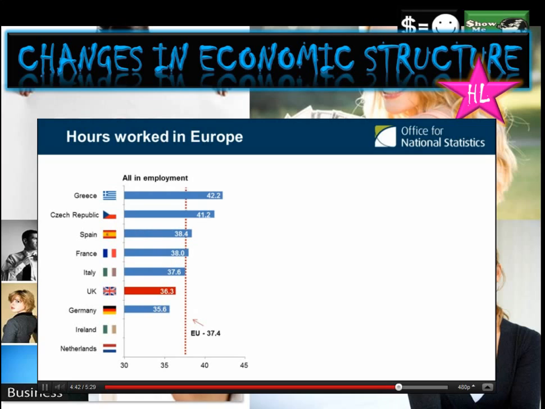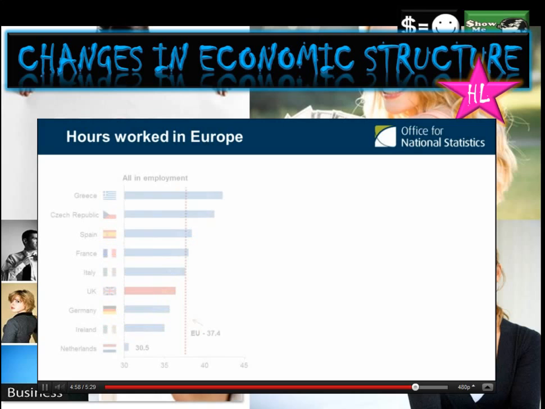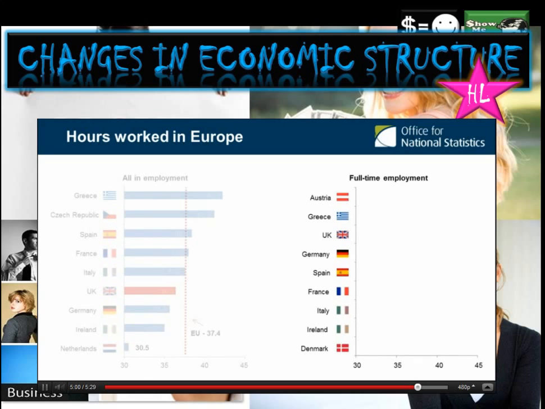The average working week in Ireland is shorter than the UK's, and in the Netherlands, because of a high percentage of part-time employment, the average working week for everyone is around 30.5, the lowest across the EU. Now if we focus on full-time working only, to account for the differences in the percentage working part-time, we see a different story. Here is the EU average at 41.6 hours per week.